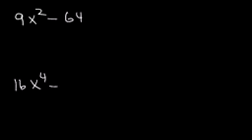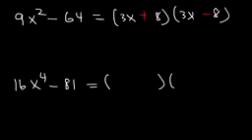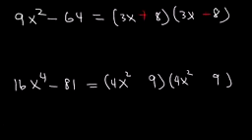Try these. 9x squared minus 64 and 16x to the fourth minus 81. The square root of 9x squared is 3x, and the square root of 64 is 8. So we're going to have 3x plus 8, 3x minus 8. Now for this one, the square root of 16x to the fourth is 4x squared. The square root of 81 is 9. So it's 4x squared plus 9, 4x squared minus 9.